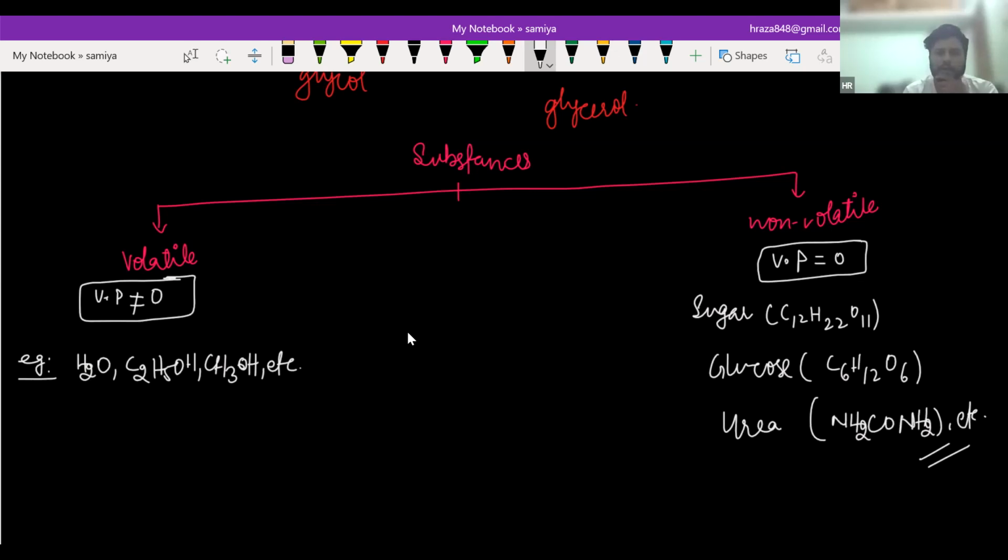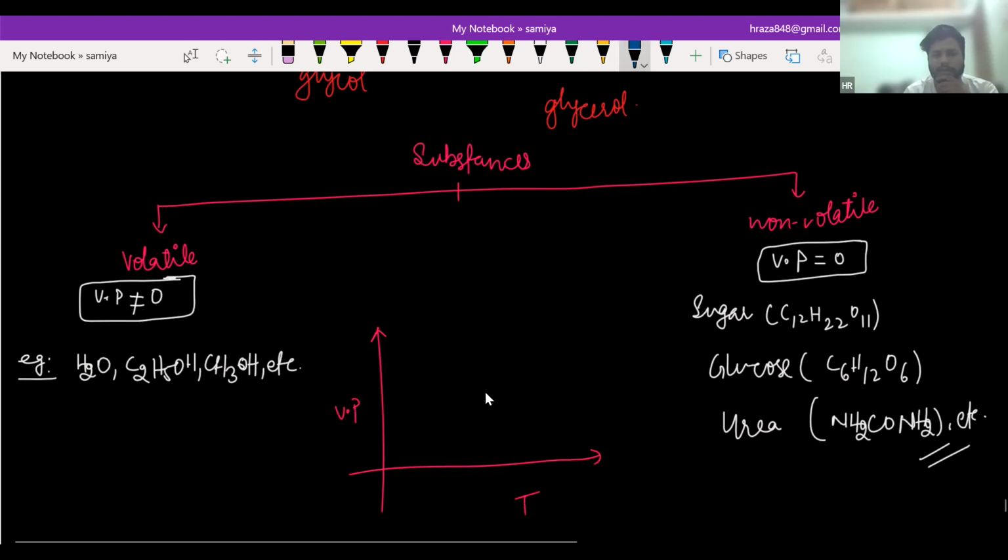Again, there is a graph which is very important for this chapter. The graph between vapor pressure and temperature. So the graph between vapor pressure and temperature comes out to be like this, an increasing graph. And once a substance has reached its boiling point, you can see it will be all in vapor.